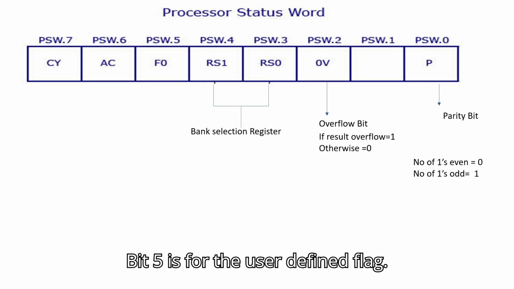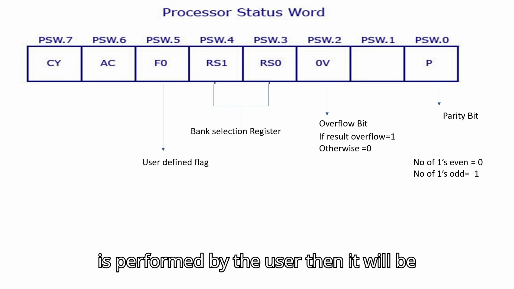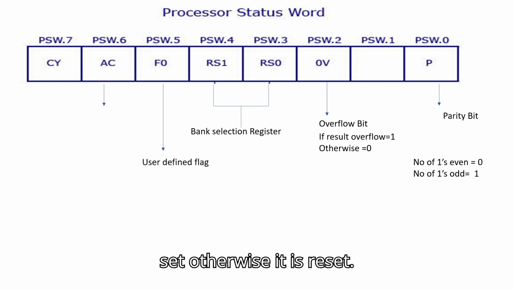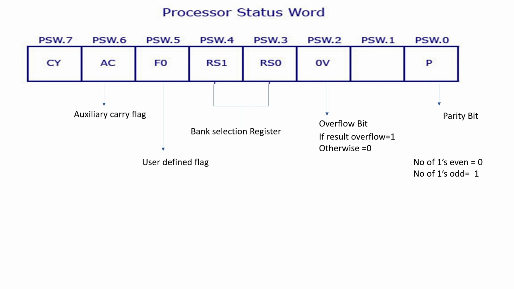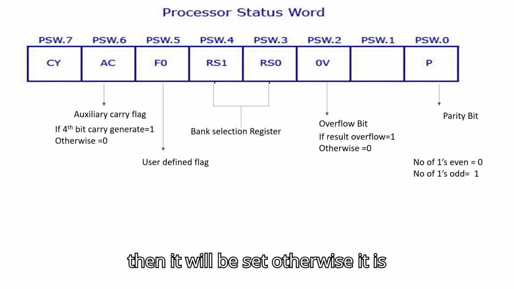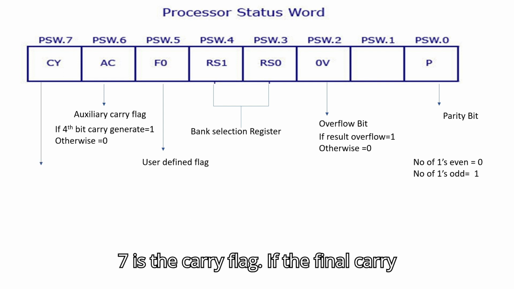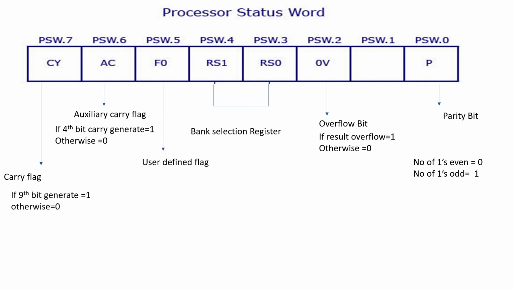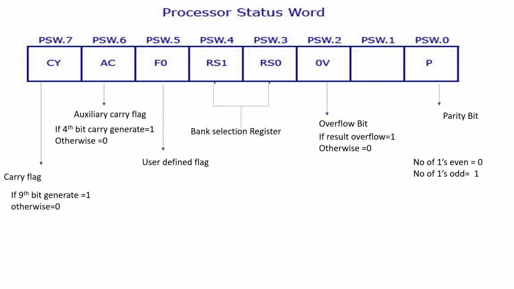Bit 5 is the user defined flag. If the operation is performed by the user, then it will be set, otherwise it is reset. Bit 6 is the auxiliary carry flag. If a carry is generated from the 4th bit, then it will be set, otherwise it is reset. Last, bit 7 is the carry flag. If a final carry is generated in the operation, then this bit will be set, otherwise it is reset.